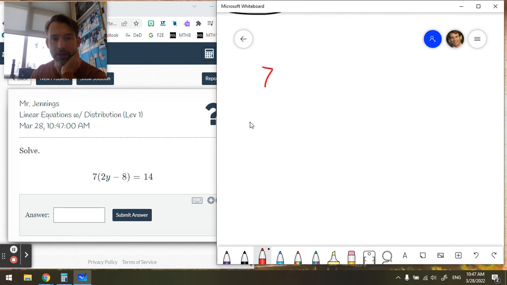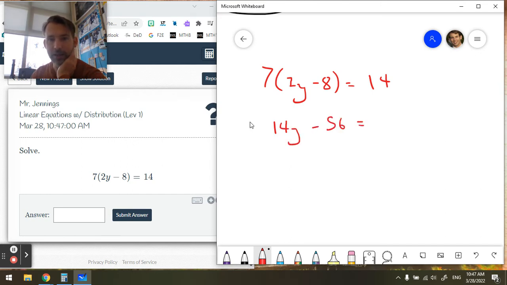So now we have 7 times (2y minus 8) is equal to 14. Okay, so 7 times 2y is 14y. 7 times negative 8 is minus 56, equal to 14. Add 56 to both sides. That gives us 70. And 14 times some number equals 70. Well, that's 5. When I divide both sides by 14, you'll find 70 divided by 14 is 5.